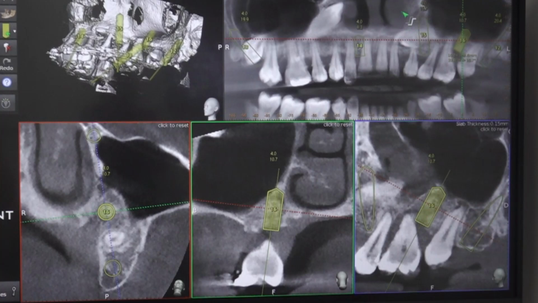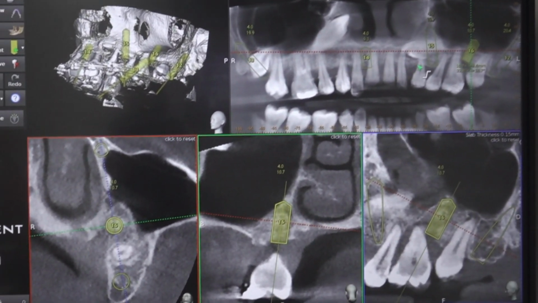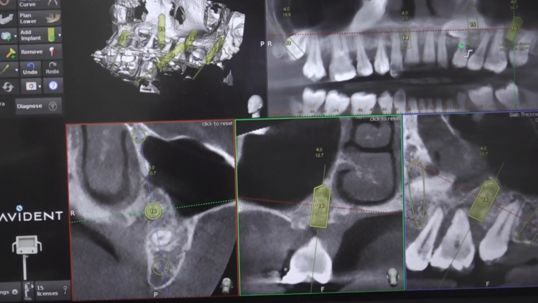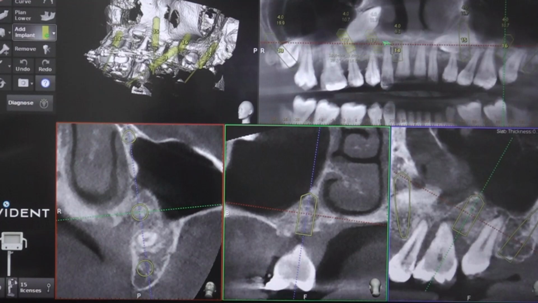So the main problem is we don't have good bone from 2-1 to 2-4. That is the challenge, the anterior segment. So one option is we can place an implant in the midline.